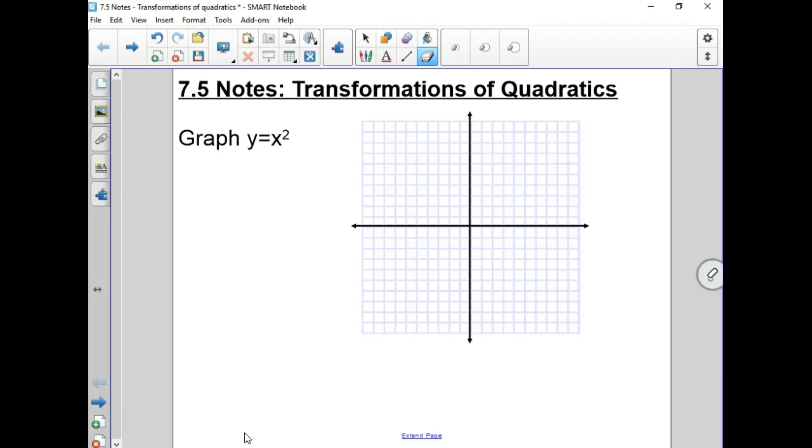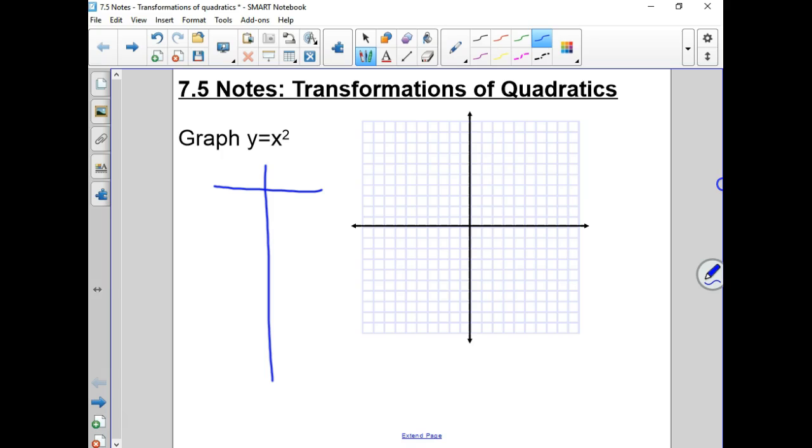In section 7.5, we will be looking at the transformations of quadratics, and we'll actually look at the transformations of several different types of graphs. But before we can look at those, we have to know about what we call the parent graph for a quadratic. That is your most basic quadratic that you can have, which is just y equals x squared.